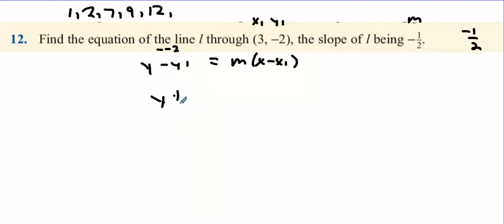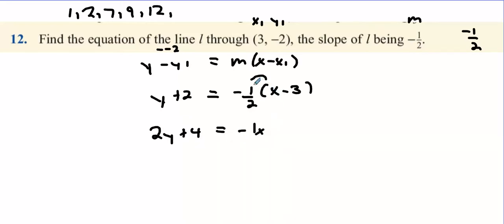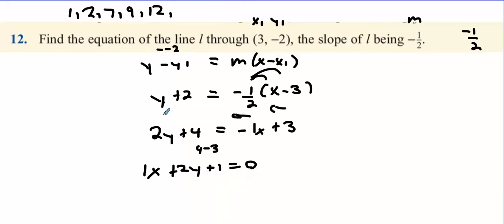Minus minus 2 is plus 2. Then it's minus a half into x minus x1, so it's x minus 3. Bring the division of 2 on the right is multiplication of 2 on the left, so it's going to be 2y plus 4. Then minus 1 times x is minus 1x. Minus 1 times minus 3 is plus 3. And then we get plus 1x plus 2y. And then 4 take away 3 is plus 1. Equal to 0.